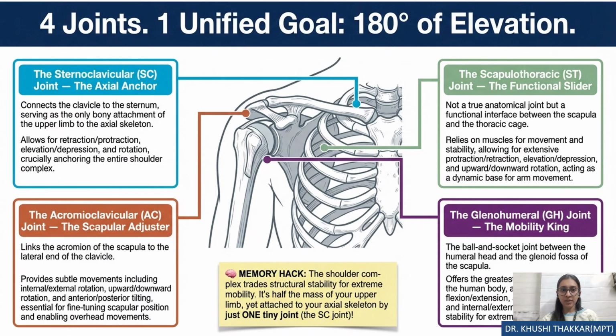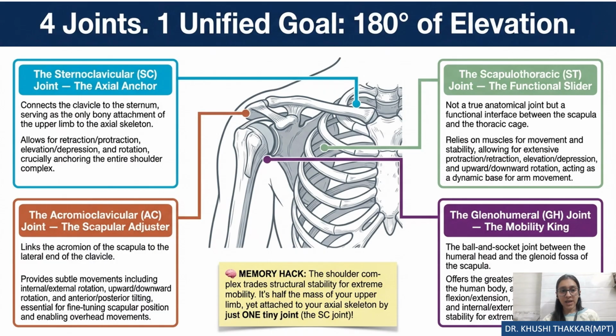Now let's quickly go through the joints that we discussed in the last lecture, the four important joints which form the shoulder complex: the sternoclavicular joint, the acromioclavicular joint, the glenohumeral joint, and one joint, the scapulothoracic joint, which is not a true structural joint but serves as a functionally important joint.